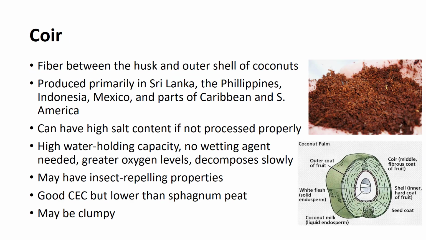Cocoa coir is a byproduct of coconut fiber. Everything in between the shell and the outer coating of the coconut seed is considered cocoa coir. It is produced primarily in Sri Lanka, the Philippines, Indonesia, Mexico, and parts of the Caribbean and South America. The benefits are that it retains moisture, absorbing up to 10 times its weight in water. It doesn't need a wetting agent like peat moss, has greater oxygen levels, and decomposes slowly. It may have some insect repellent properties. It has a good CEC, but one that is lower than sphagnum peat moss. If it is not processed properly, it can have a high salt content. It is shipped in dry compressed bricks, so it needs rehydration and can be clumpy.